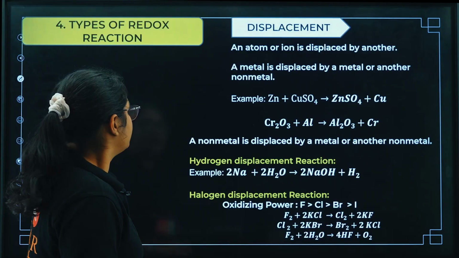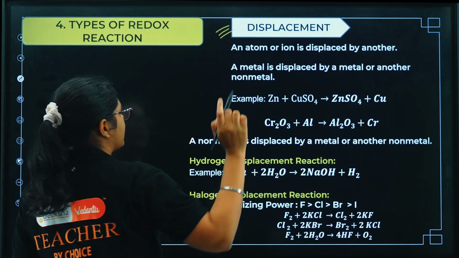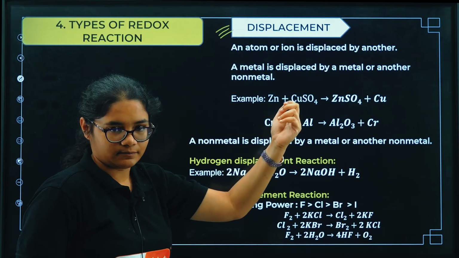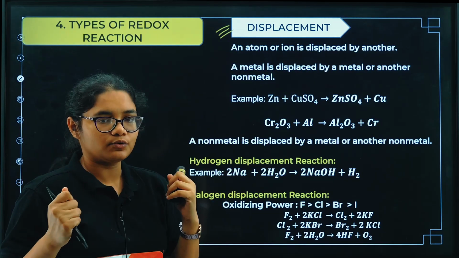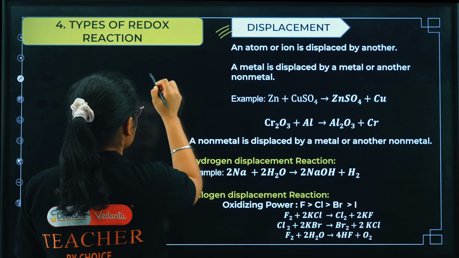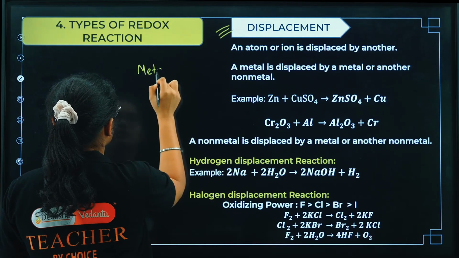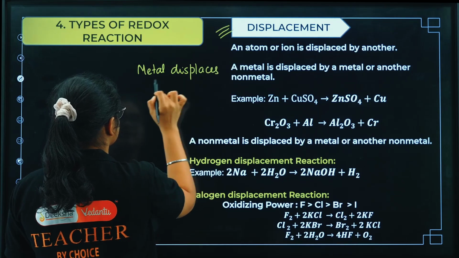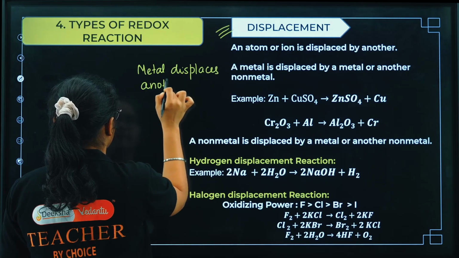Next, this is important. Displacement reaction is very, very important. An atom or ion is displaced by another. In this we have again two categories. One is where a metal displaces another metal.